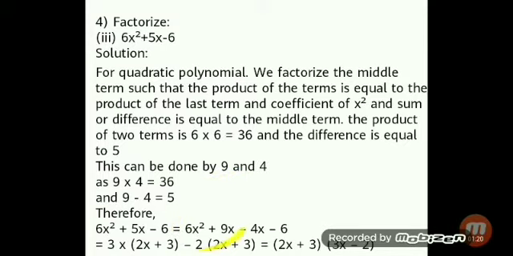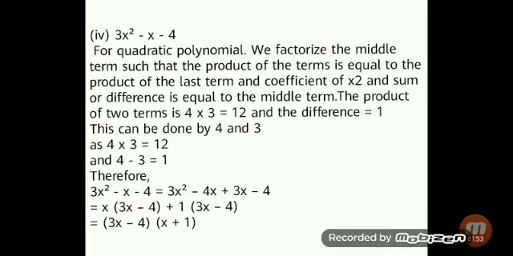Now from the first two terms, 6x square plus 9x, we take 3x common, we get 2x plus 3, and from the third and fourth term we take minus 2 as common, we get 2x plus 3. Now we take 2x plus 3 common, the other factor becomes 3x minus 2. So the factors of 6x square plus 5x minus 6 are 2x plus 3 and 3x minus 2.